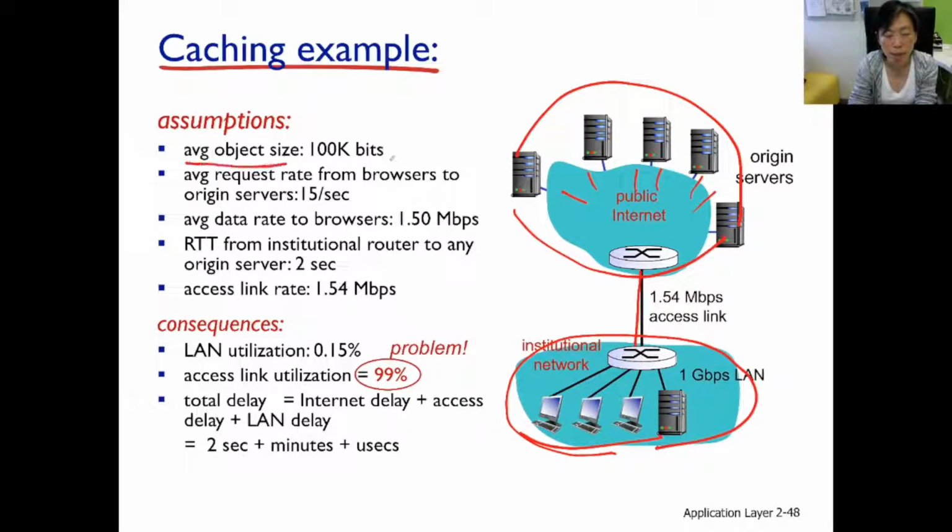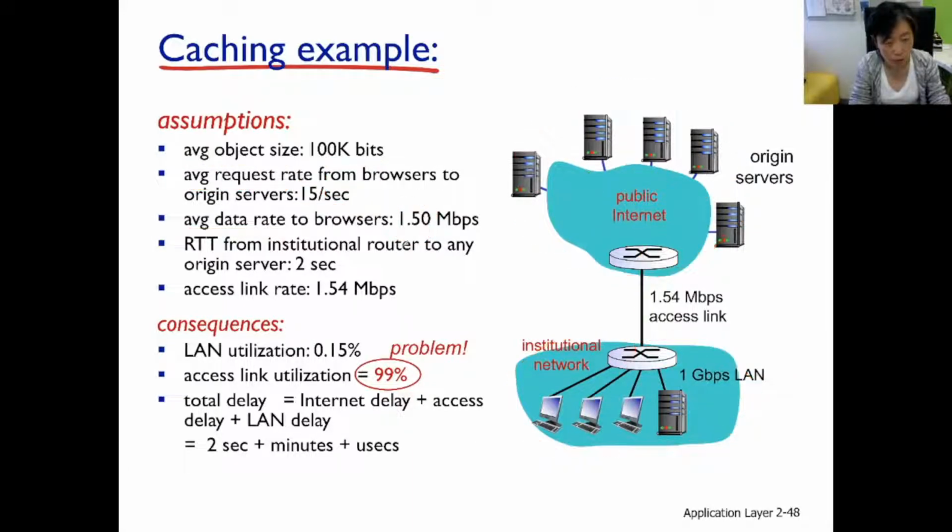Now let's assume that the clients here are browsing the web, requesting objects from the servers. The average object size is 100 kilobits, and the average request rate is 15 objects per second. Then multiply the two, you get the average bit rate coming down this way, and that is 1.5 megabits per second. Now, let's see. The round-trip delay from the institutional router to any of the origin servers and back is set at 2 seconds. And the access link rate is 1.54 megabits per second.